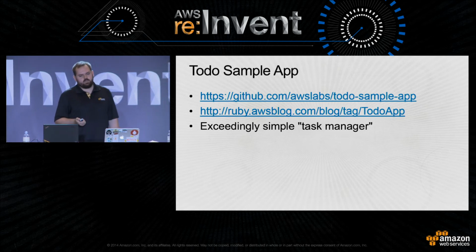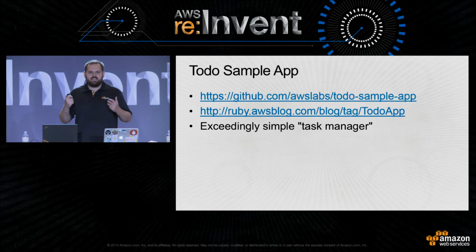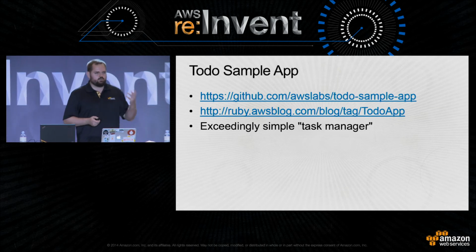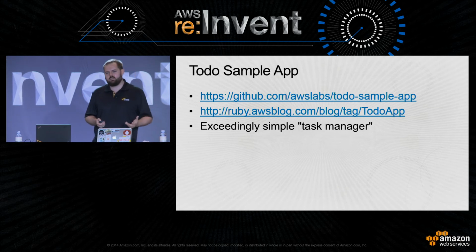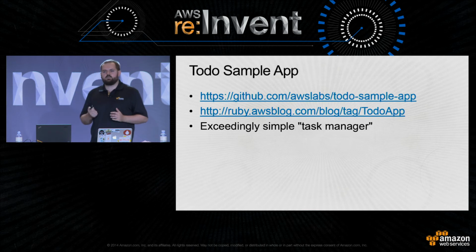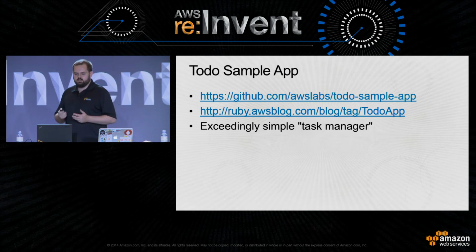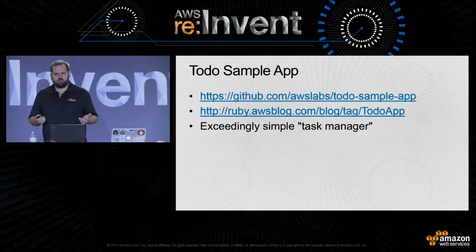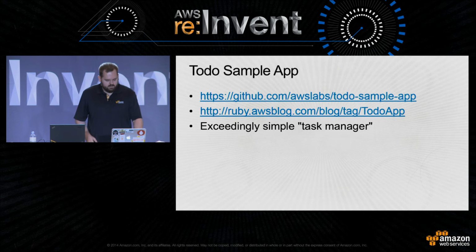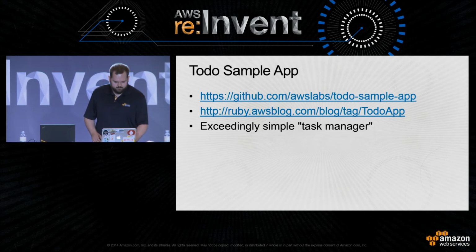We have this sample application on GitHub. And the idea here is this is as simple of a task manager as you can get. One pager, you can create, delete, mark some incomplete, mark it incomplete. Mostly designed to be simple enough that if you know Rails, you can understand it and focus on the AWS stuff that we're doing instead of focusing on figuring out what the Rails app is even doing in the first place. So let's take a look at this application.